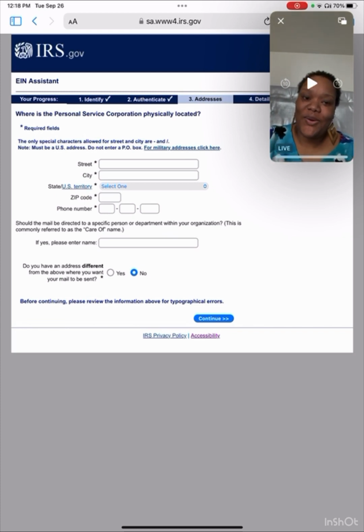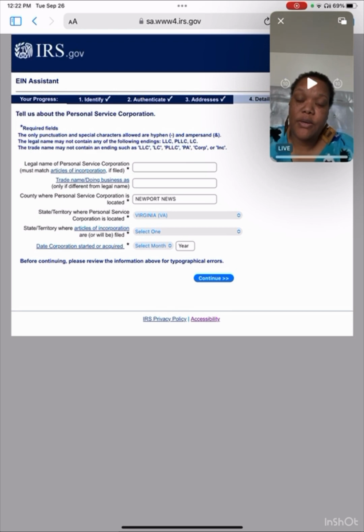Okay, so here it says, where is the personal service corporation physically located? So here you will go ahead and type in the information necessary for that business. I'm going to go ahead and add some information. Y'all go ahead and look at this. Basically, you need a street, city, all of the things, person to contact, and if the mailing address is different from the address above, you would add that in there as well.